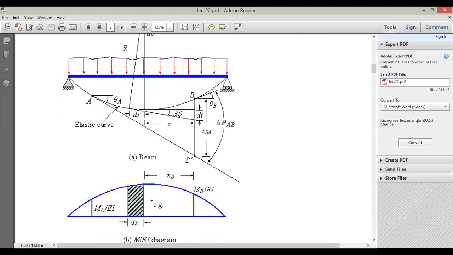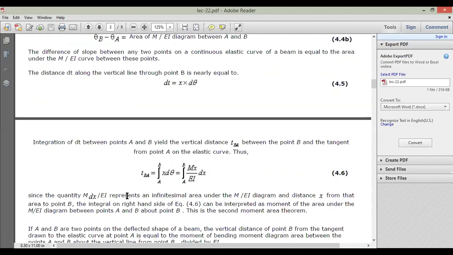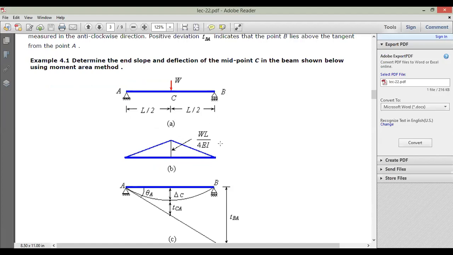This will be reflected by the EI equation, but this is not the case here. The point load is applied here, so only one load is applied, rather than increasing from here to here and from here to here. So we see that the maximum load is applied here, and this maximum deflection is given by WL by 4EI.